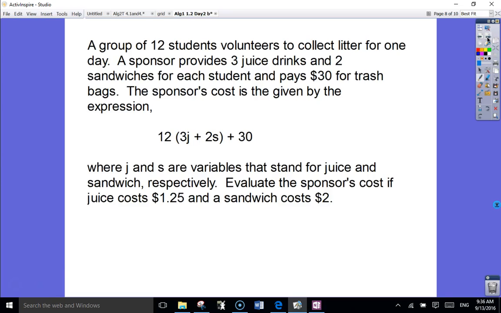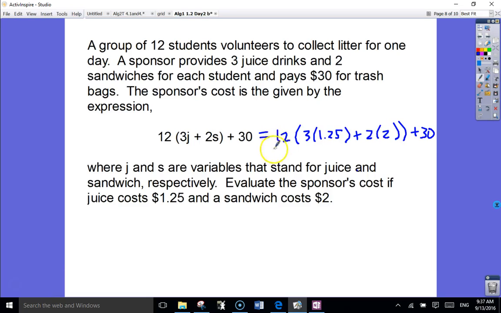Okay, so what are you supposed to do with that juice cost and sandwich cost? What do you always do when it says evaluate? You plug them in, right? So in the place of the J, put 1.25. In the place of the S, put 2. I'm going to do it up here. 12 times 3 times $1.25 plus 2 times 2 and parentheses plus 30.